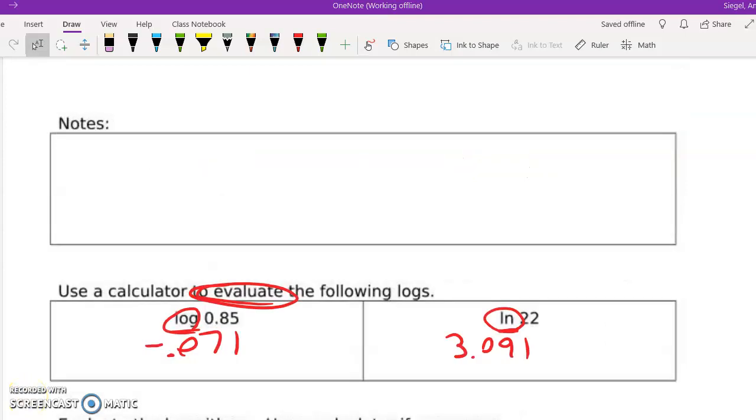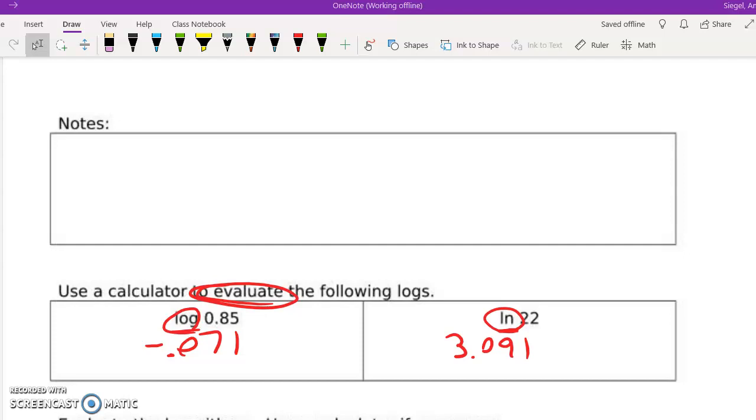Okay, so once you've done that, hopefully you've found them on your calculator. If you can't find it, let me know and I can Zoom with you and help you find that on your calculator because you are going to need it for your test.